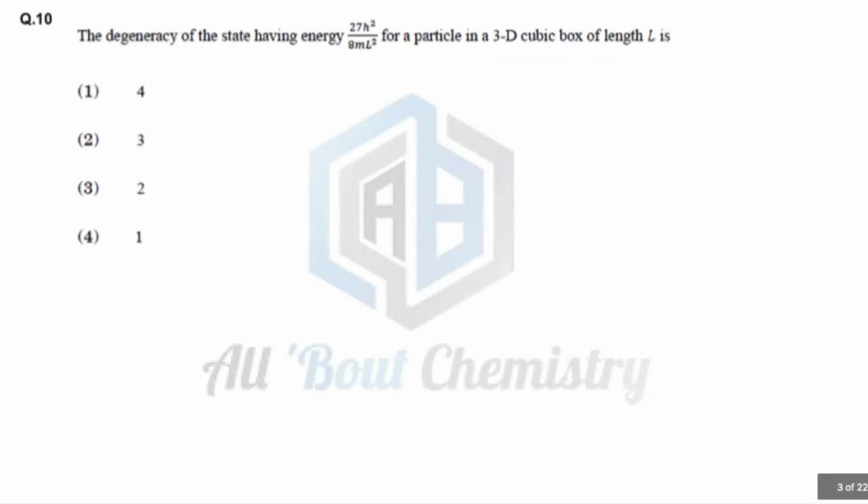All right, this question was one of the very confusing questions. Many people made mistakes over here. It says the degeneracy of the state having energy 27 h square upon 8 m L square for a particle in a three-dimensional cubic box of length L is. Now, the energy for a particle in a three-dimensional cubic box of length L is given by h square upon 8 m L square, and in the bracket you have nx square plus ny square plus nz square, where you put the values of nx, ny and nz as the quantum numbers in each direction.